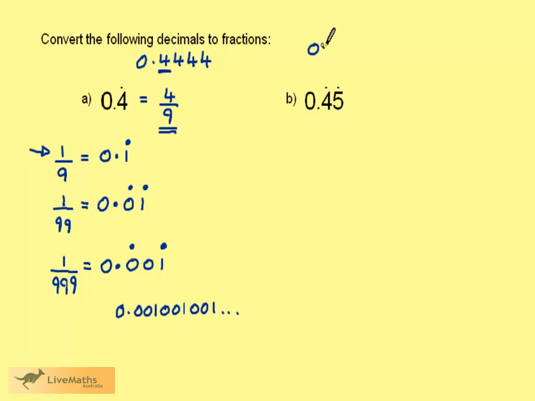Now let's look at this one. The recurrence pattern is 2 digits long, 45, 45, and so on. For this we'd use 1/99, since the pattern here is 2 digits long, 01, 01, 01, and so on. If 1/99 gives this, then 45/99 is going to give us this. So we have 45/99, which cancels to 15/33.